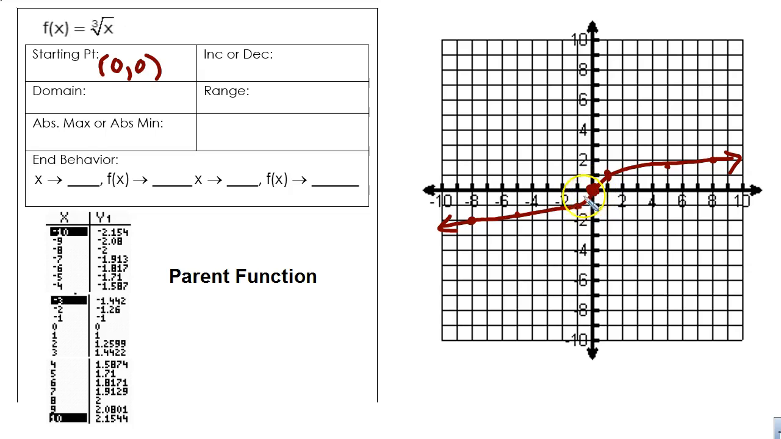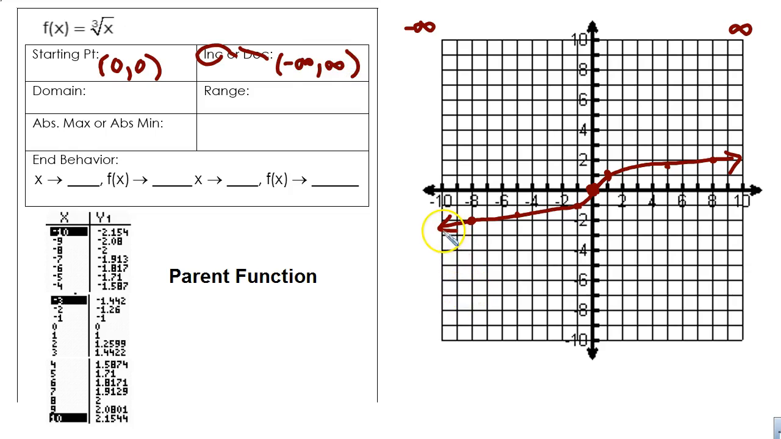Now this function, is it increasing or decreasing? Well, it's got an arrow on the left at negative infinity and an arrow on the right at positive infinity. As I'm traveling along, it seems to be always increasing, forever and ever. So I want to indicate that it's increasing from negative infinity to positive infinity.